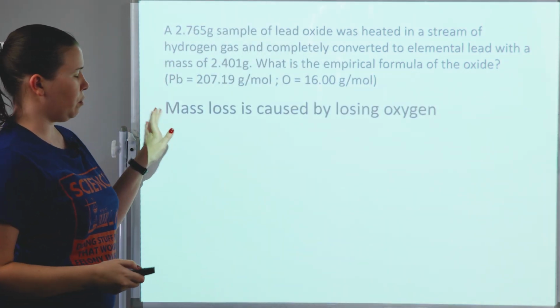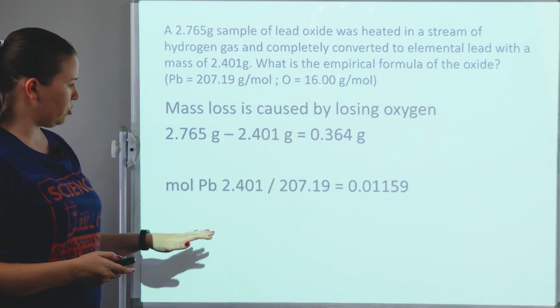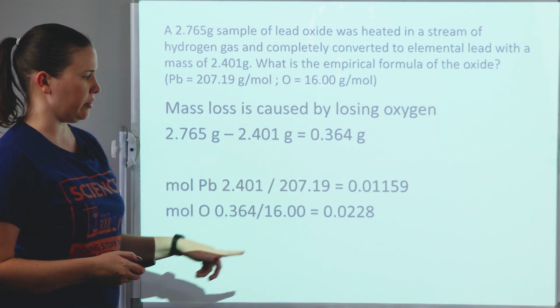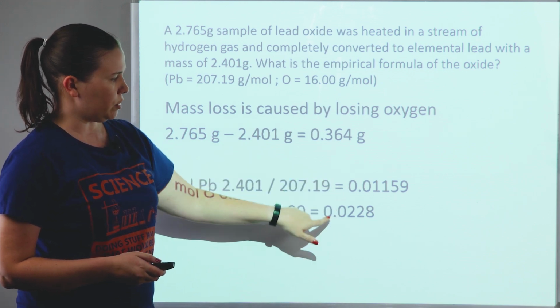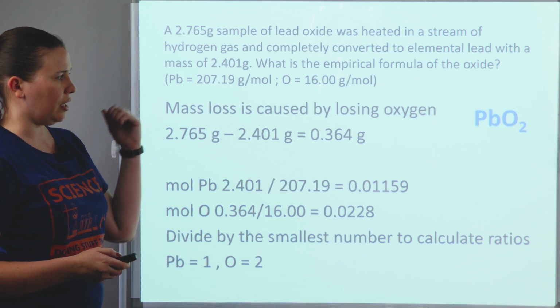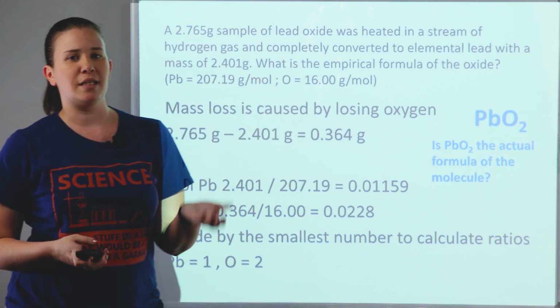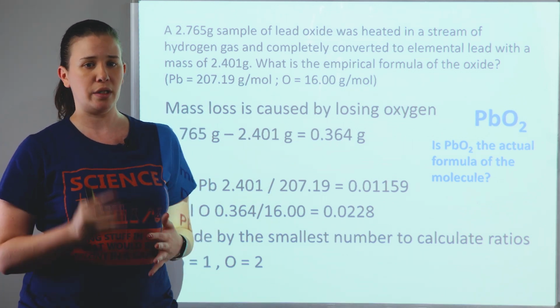So just a little recap, the mass loss must be oxygen. So we did our subtraction to get the mass of oxygen. We converted the mass of the lead with the molar mass, and then the mass of the oxygen with its molar mass. Once we got to the 2 moles, divide by the smallest, and we can finally get our empirical formula, the PbO2.